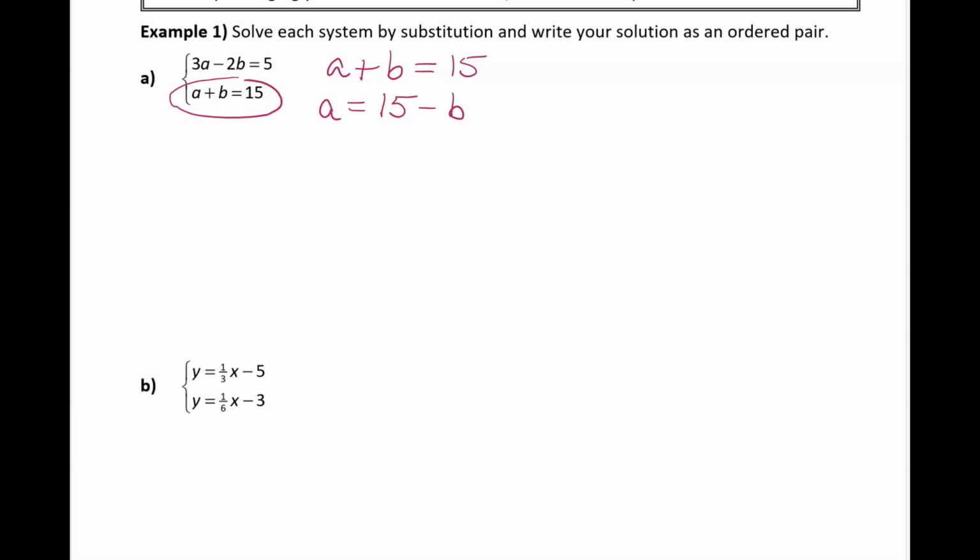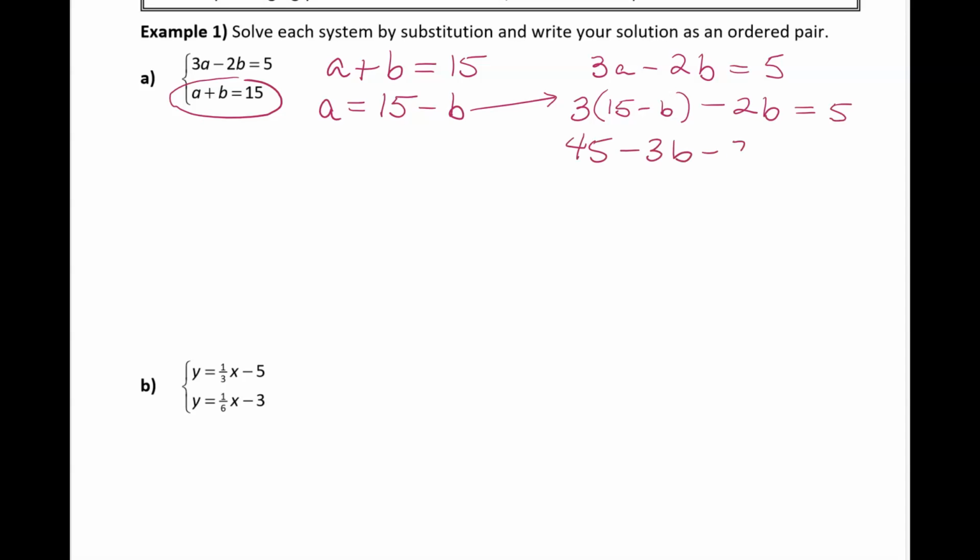Second thing I'm going to do is I'm going to write that second equation in another column. This just helps me keep track of my work. And then I'm going to take that first equation and replace the a in the second equation with 15 minus b. And then distribute. That'll give us 45 minus 3b minus 2b equals 5.